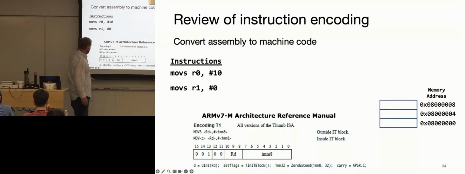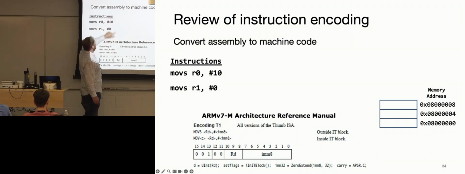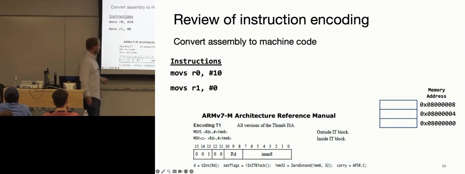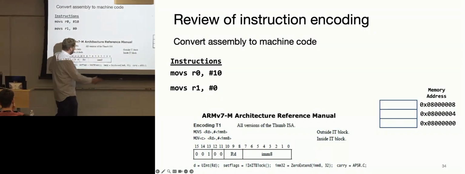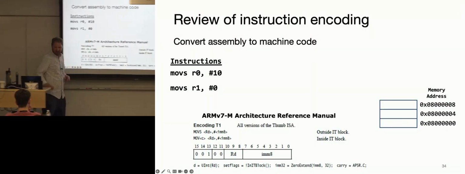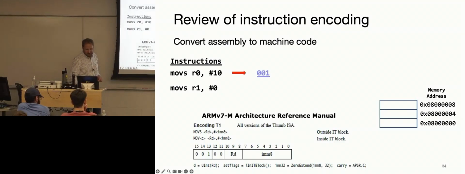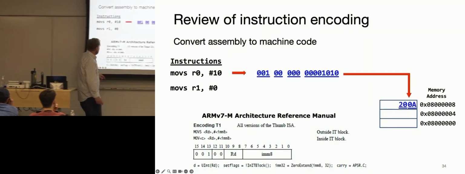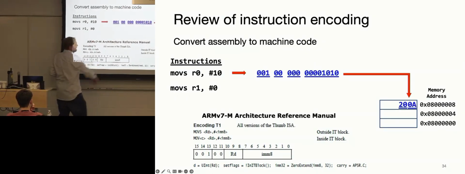That is denoted by the S bit, S here. And then what does it say? It says I'm going to do an immediate 10. I'm going to move that into register R0. So you can go through and figure out how that encoding works. Here we have the destination register, and here we have bits for an immediate. So now you can go through and do the task of figuring out what that binary encoding is.